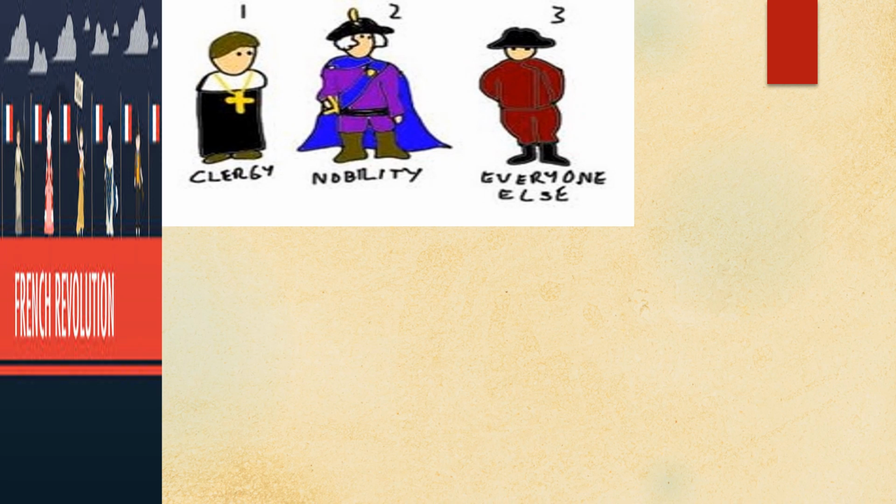The first estate is the clergy, katong mga pare and all other persons nga connected sa church. The second estate is the nobility, katong mga dato kayo, and then the third estate is the middle class, like doctors, lawyers, up to sa mga tao nga mga pobre kaayo, like kanang mostly workers sa field. So mga lower class ni siya ang third estate.